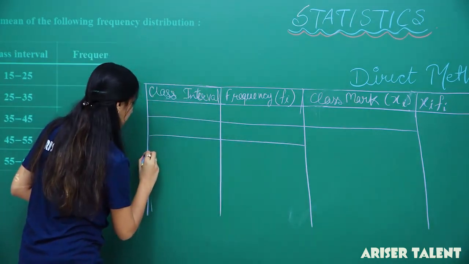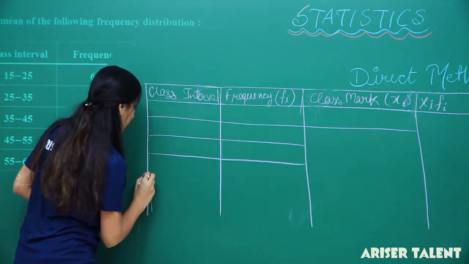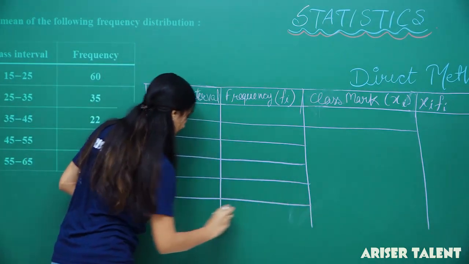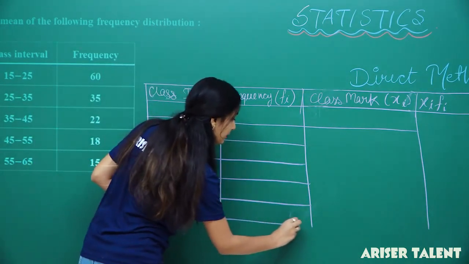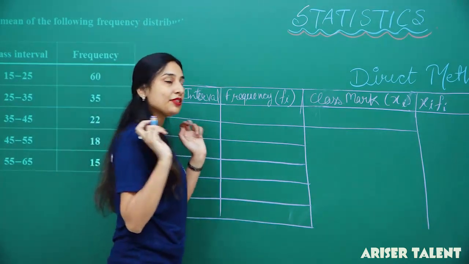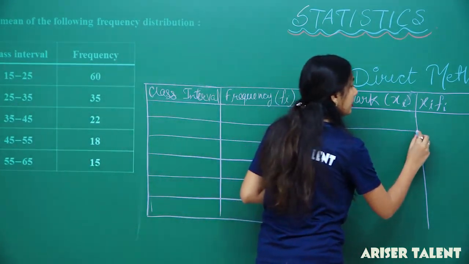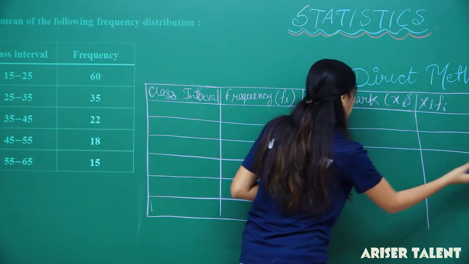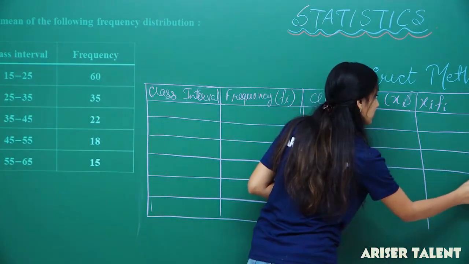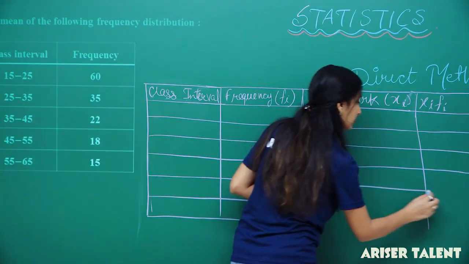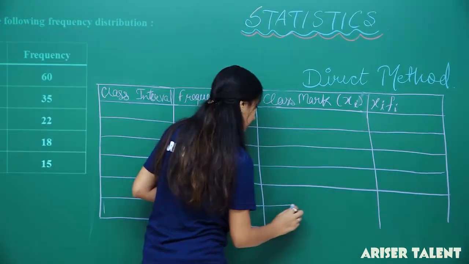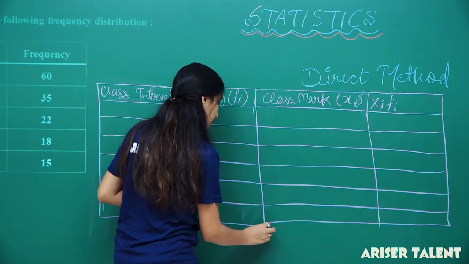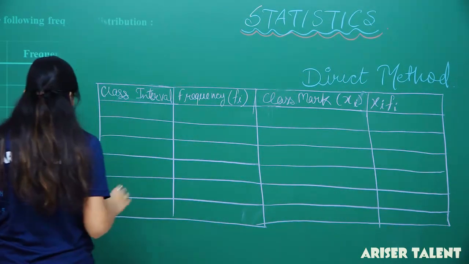1, 2, 3, 4, 5, and plus 1. Why plus 1? Because we have to do the summation also, extending it to the last column. Okay, now we have created this table.